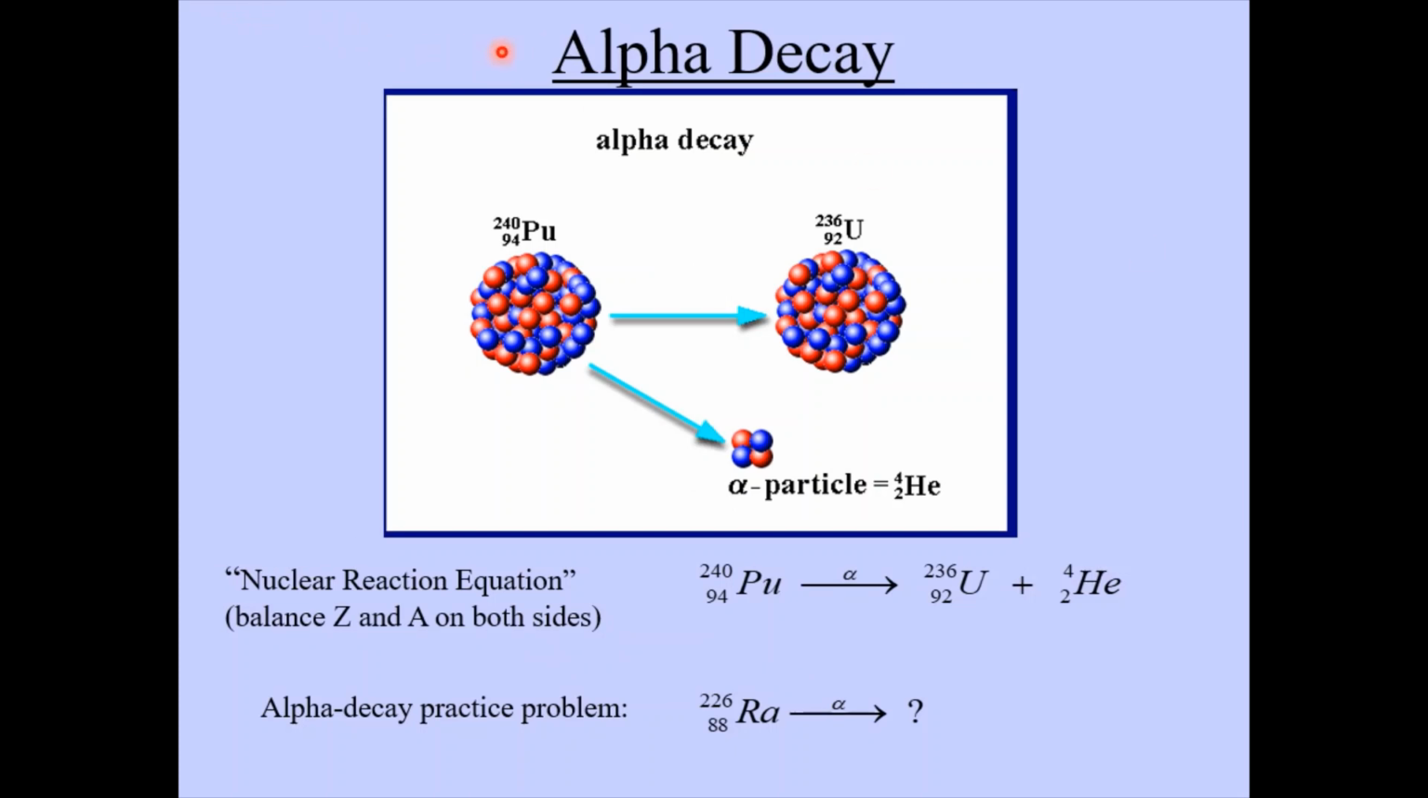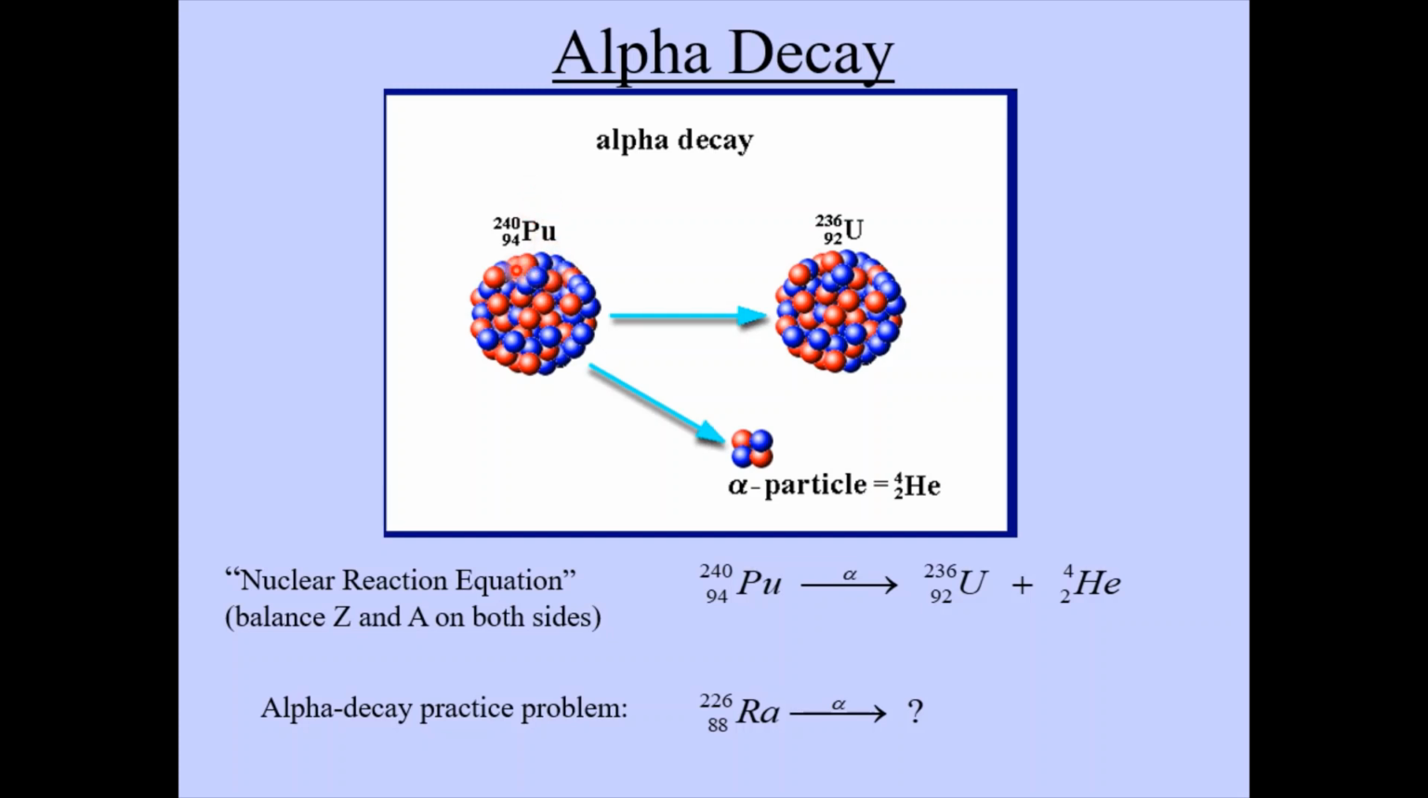Now that we've been introduced to alpha, beta, and gamma radiation, let's take a look at each of these in a little more detail so we can actually work some problems with this. The first one we're going to look at is alpha radiation. The process is called alpha decay. We start with a radioactive element over here. In this example, this nucleus is plutonium, which has the atomic number of 94, and this one has an atomic mass number of 240.